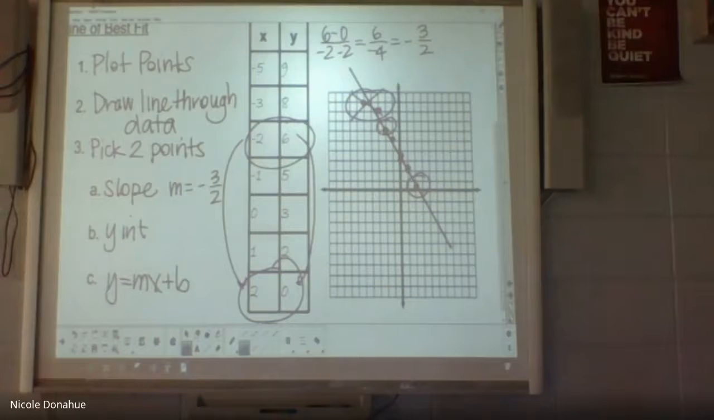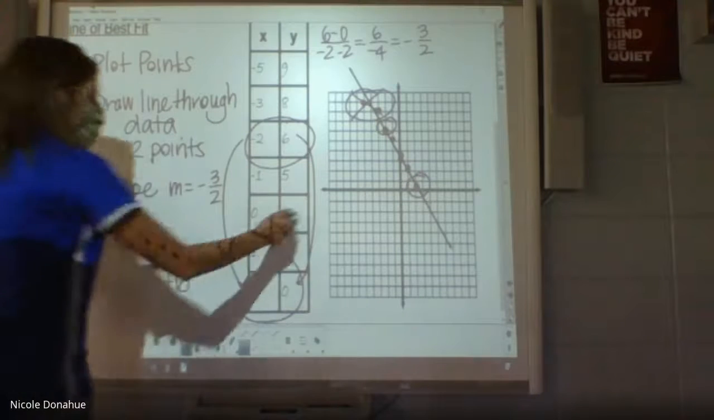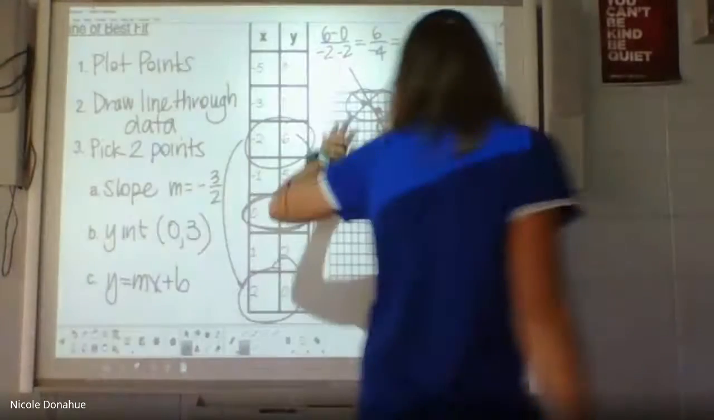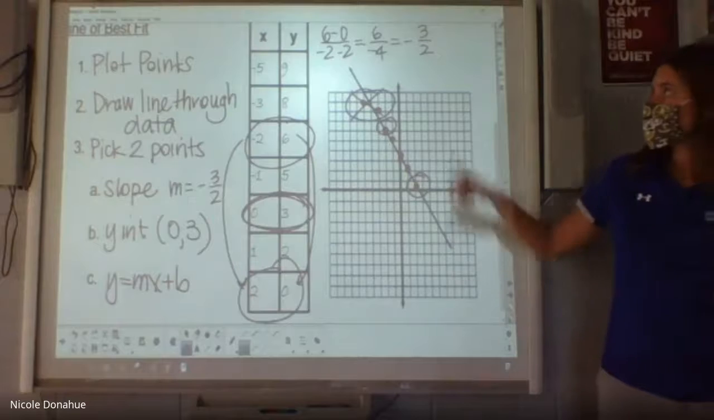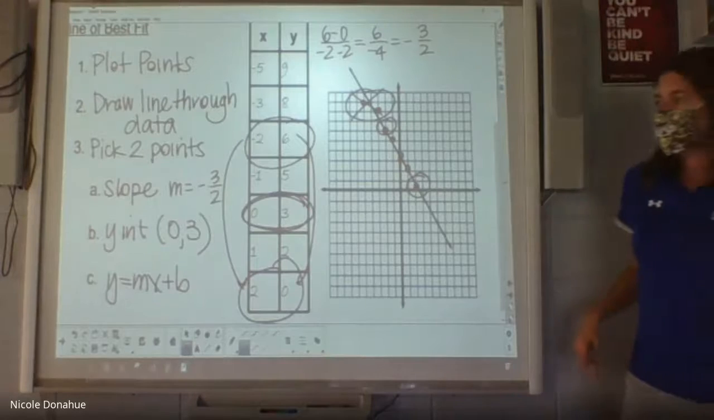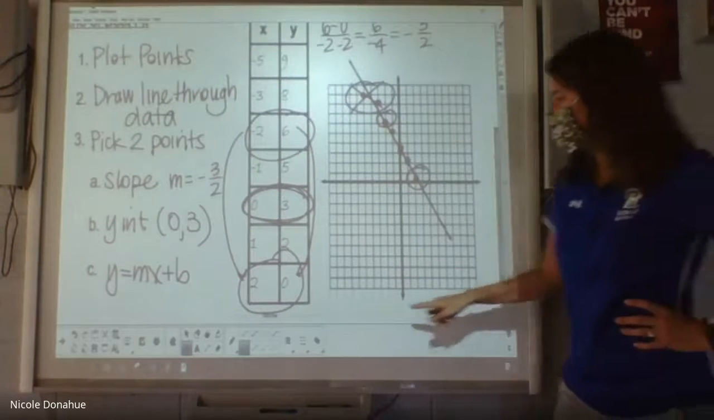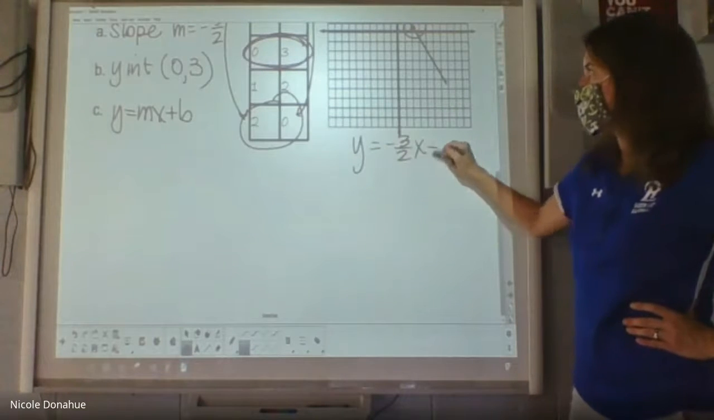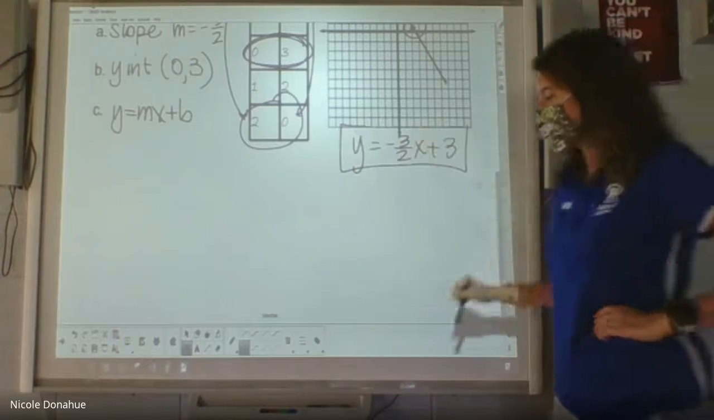Now the y-intercept, so we kind of already know that. Do you guys see it? It's going right through the y-axis. So I can see the y-intercept is 0, 3. Now, I could actually put some values in to check that. Like I could use 2, 0. I'm going to find out it's 3 still. So I have my equation now, I'm ready to write. So y equals mx plus b, there's our equation.